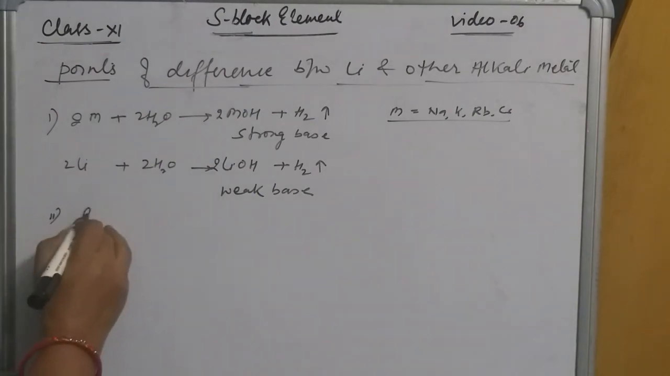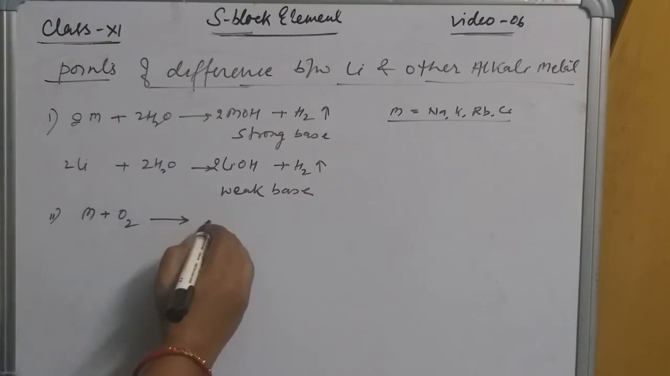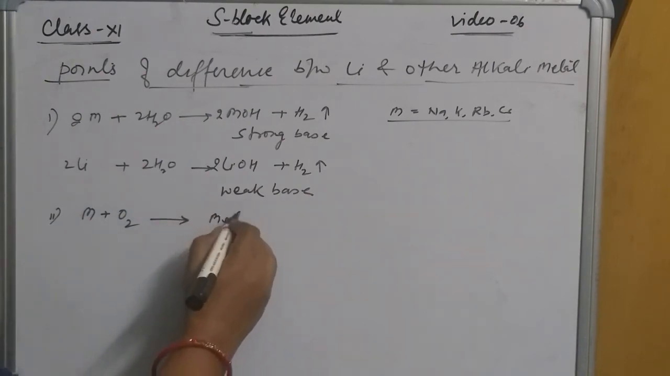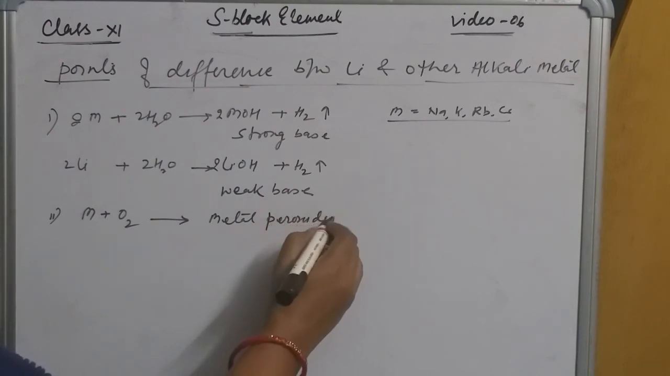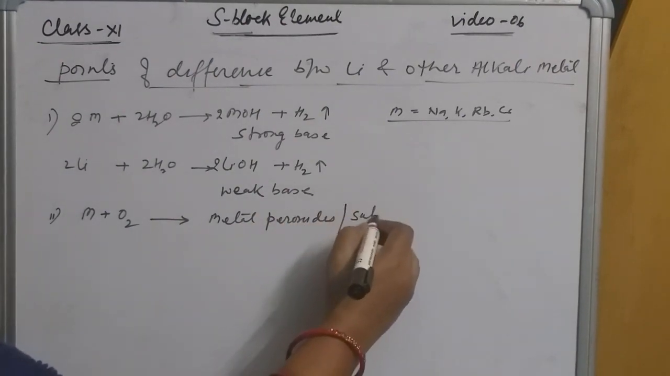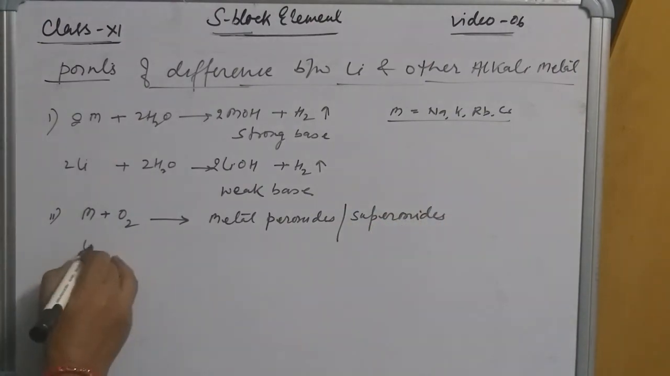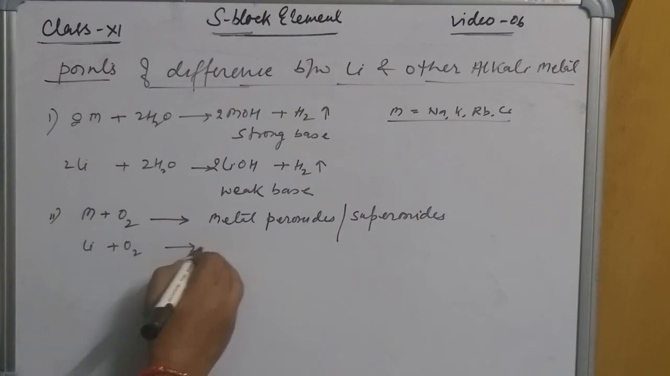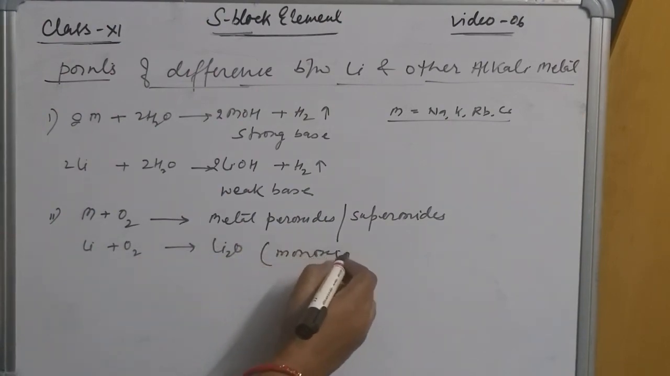Next, all members when combined with oxygen form either metal peroxides or superoxides. But when lithium combines with oxygen it forms lithium oxide, which is a monoxide.